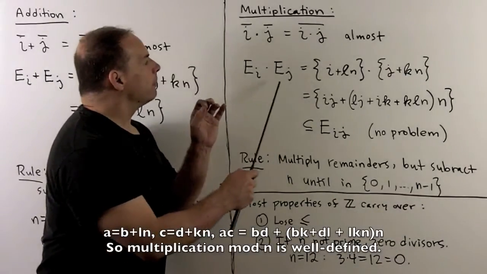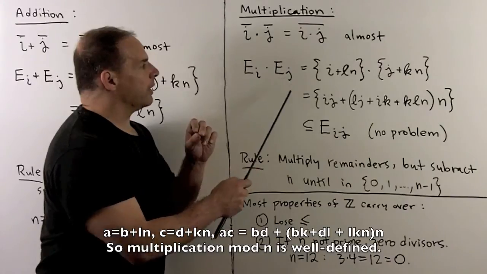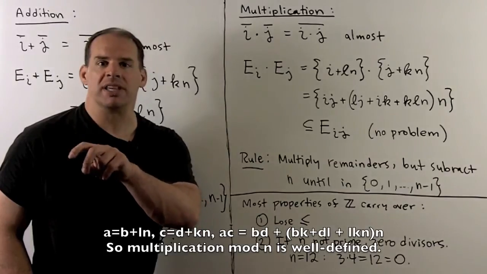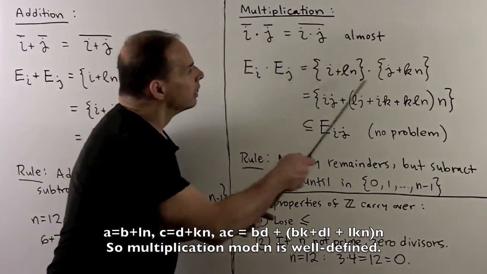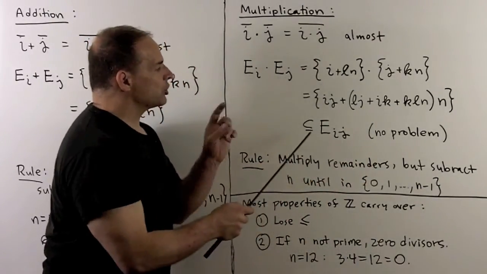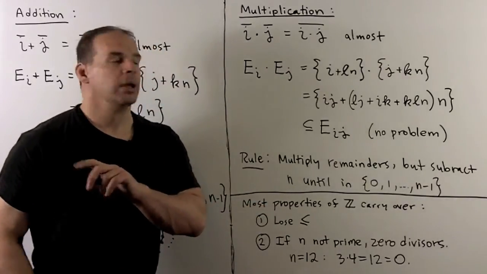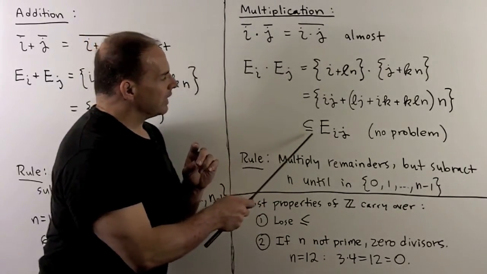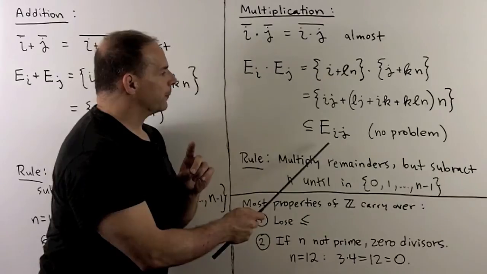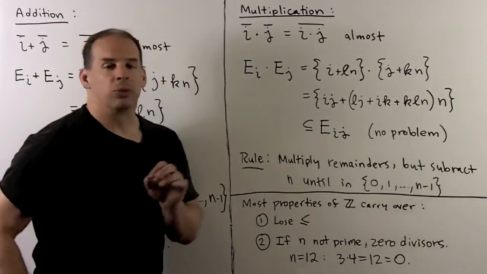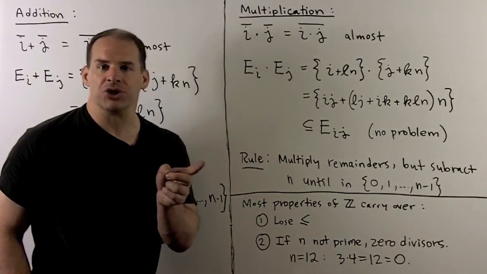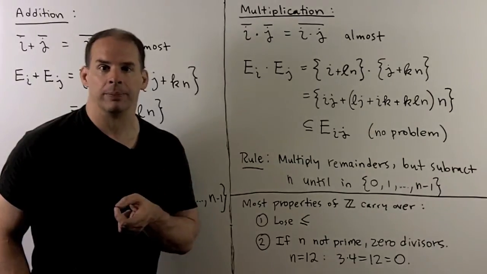Now, what's happening here? If we take the class for i times the class for j, as with addition, we're just going to define multiplication of sets as taking all the elements of one set times all the elements in the other set. When we work that out, we won't get an equality here in general. We're just going to get an inclusion. But that's not a problem. We're just going to send this into the entire equivalence class, so this multiplication will be well defined. As we noted before, the rule is you just multiply as usual. Then if you want remainders, you subtract off until you wind up back in your set of labels, so 0 through n minus 1.